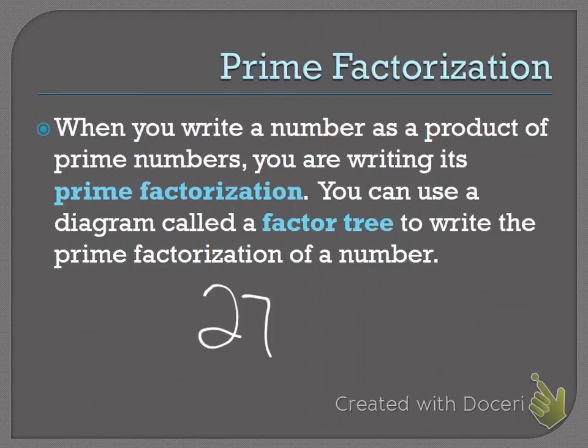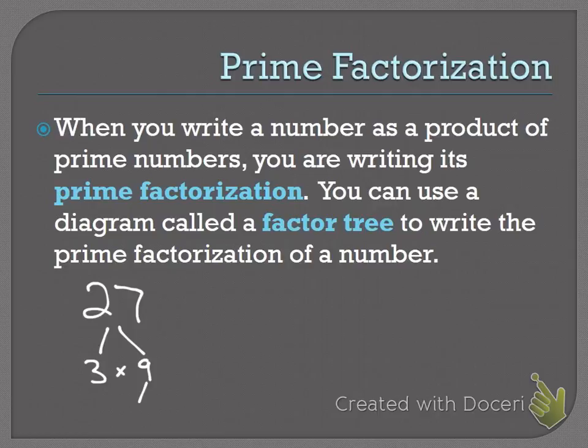There are 2 ways that you can find the prime factorization. The first way is through factor trees. What are 2 numbers that can be multiplied together to get 27? 9 and 3. And I keep factoring until all I have are prime factors. Then I write my repeated prime factors as powers, 3 to the 3rd power. That's how I do prime factorization.